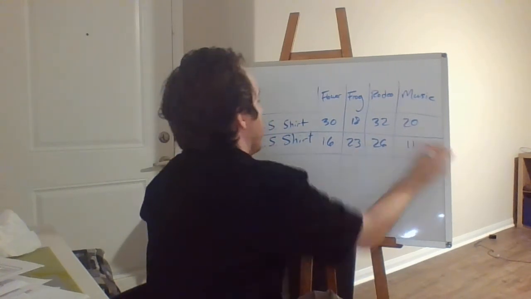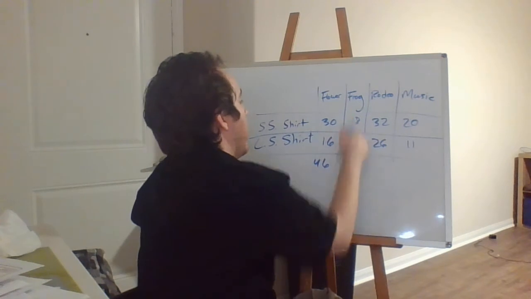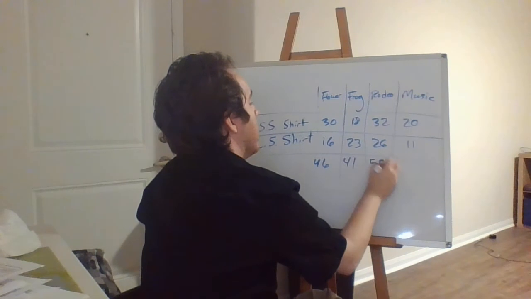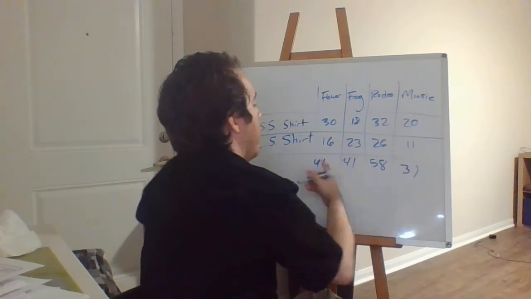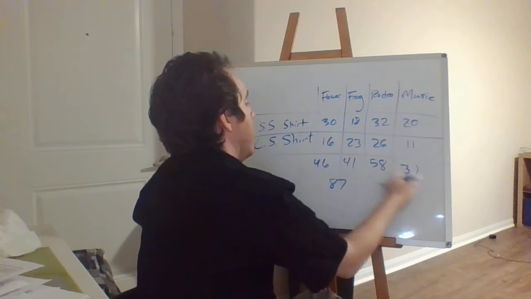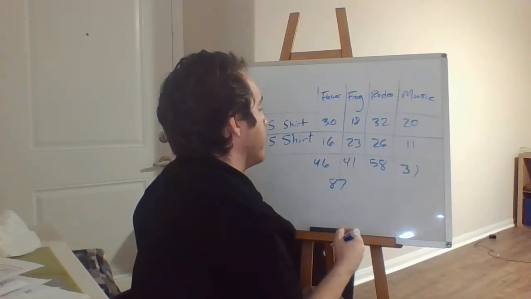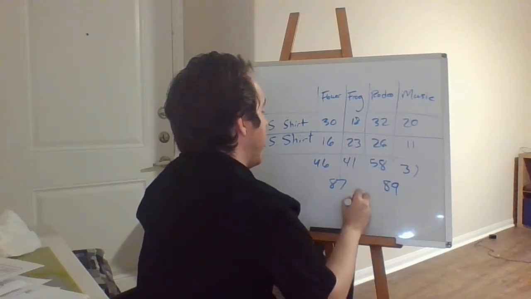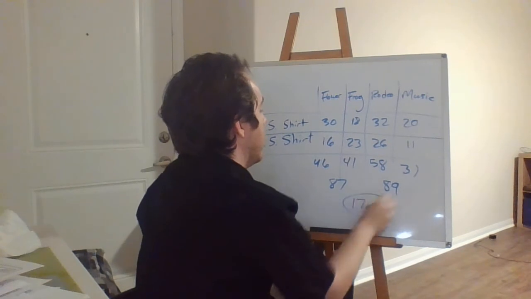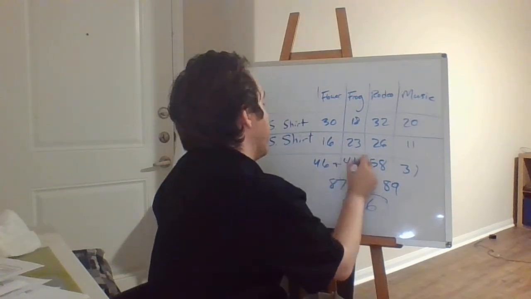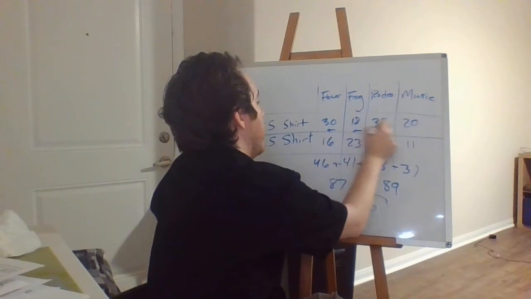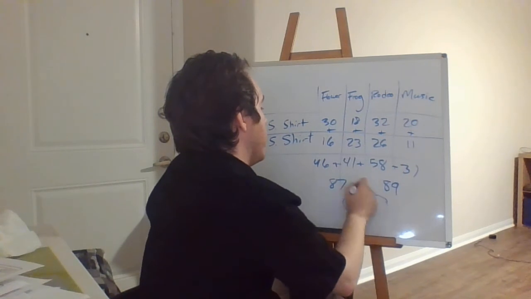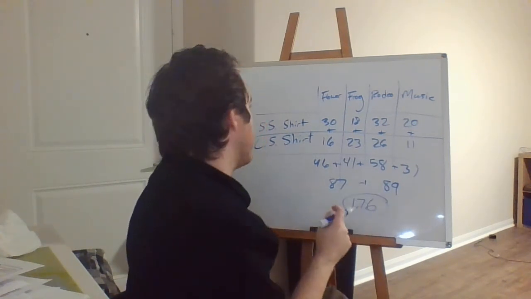So we add them together. 46, 41, 58, 31. Add each of these, we get 87, and 89. We get 87 and 89, we get 176. So that's the total of orders. Again, they're all added up. So we combined those totals and found ourselves with 176.